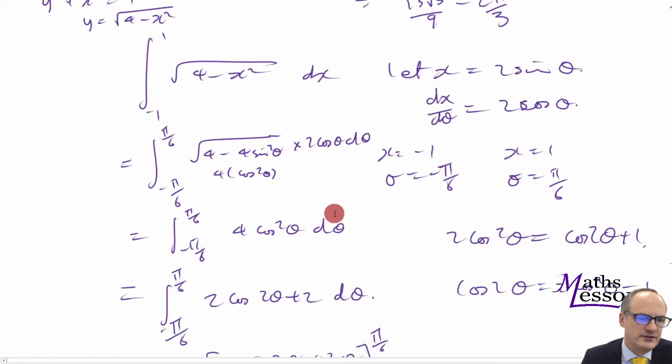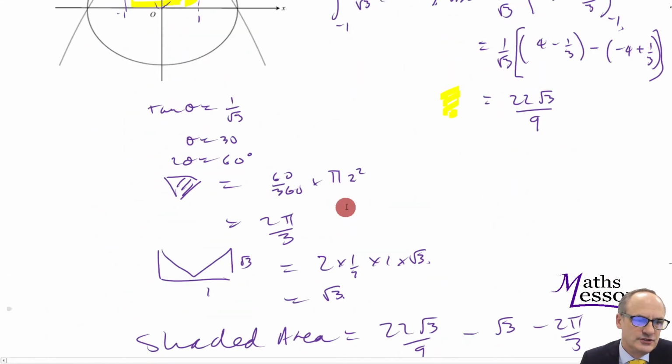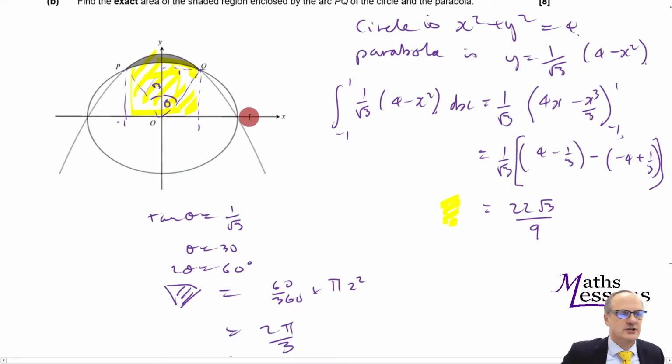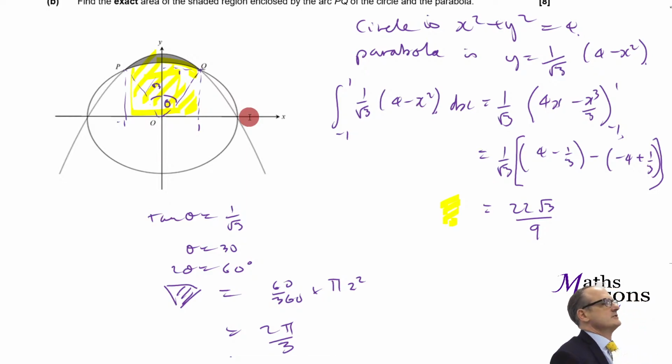Okay, you might have preferred the integration by substitution, or you might have preferred the geometry. So do remember, you can take shortcuts with geometry. Any questions in class?